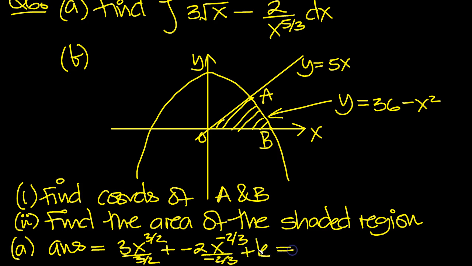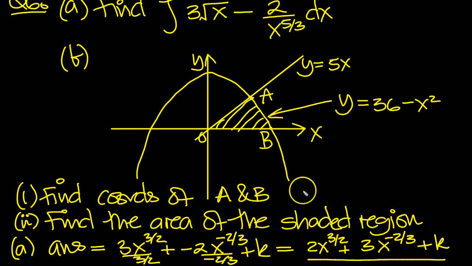So the 2 swings up and the 3's will cancel, and we get 2x to the 3 over 2. The minus 2's cancel and the 3 swings up again. We get plus 3, x to the minus 2/3 plus k. That's part A. Now part B, find the coordinates of A and B.